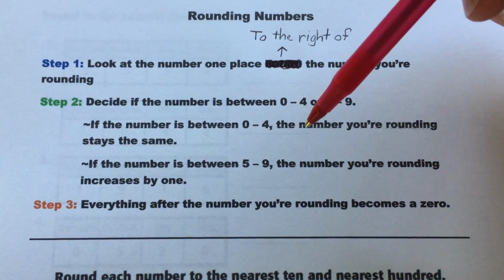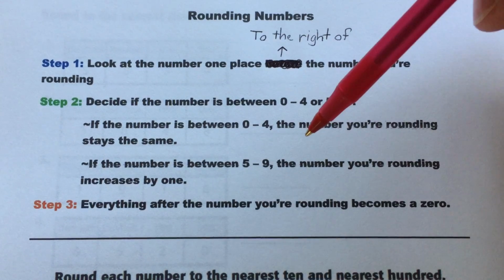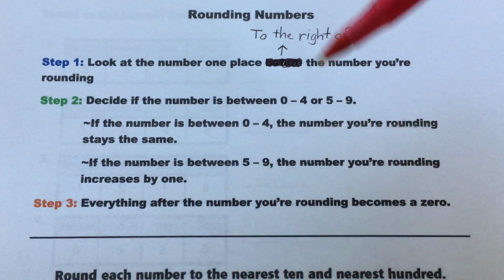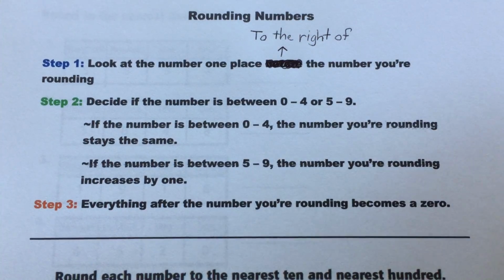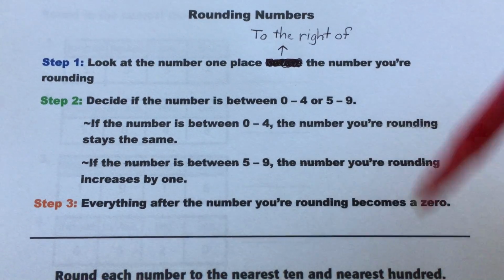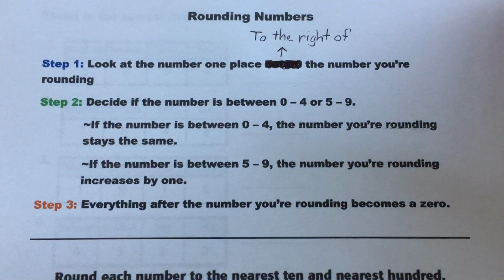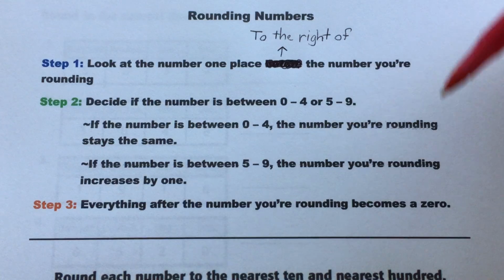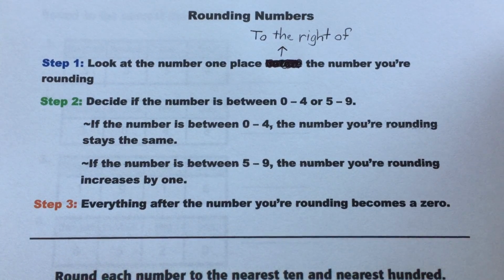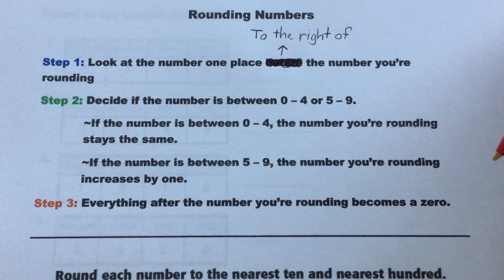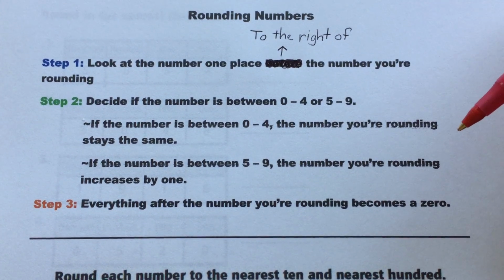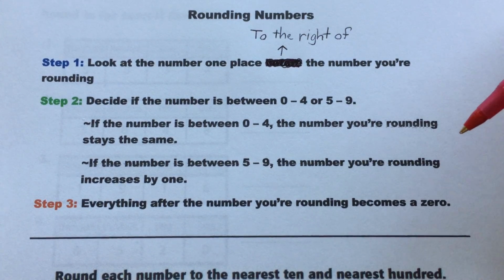However, if it is a number between 5 and 9, then we're going to make a slight change. Then we're going to increase that number that we're rounding by 1. We're going to make that number go up by 1. And you'll see what I mean in just a little bit here. And then step 3, everything after the number that you're rounding then turns into a 0. It's like magic. Don't forget to do your magic. Everything else becomes a donut. Everything else becomes a 0 after that number that you rounded.